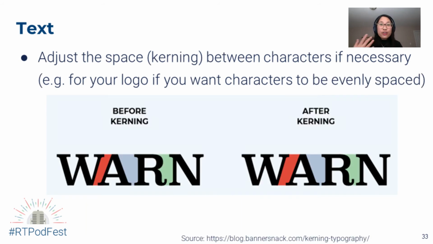One thing that you can try doing is adjusting the space between characters, or this is called kerning. I wouldn't do this for every single word because that'll be insane, but think about this for your logo. If your design, you want to have all the letters evenly spaced out. So just to highlight this, the W and A here are closer together than the other letters of the alphabet, so you can manually adjust it if that's something that you want. You don't have to, just consider it.